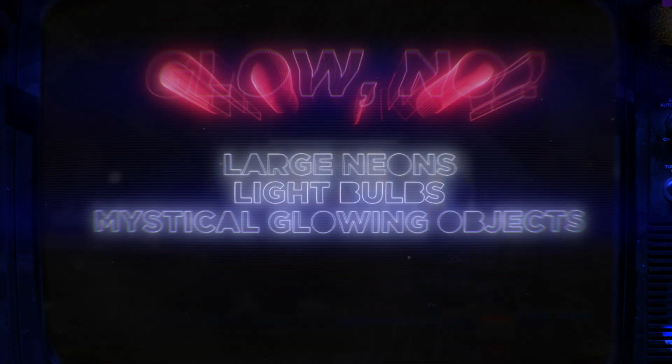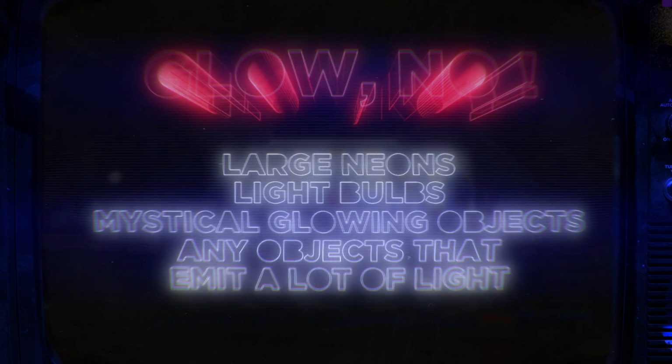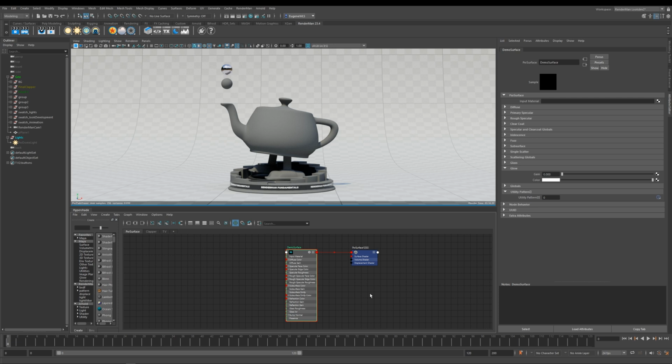What it's not really meant to be used for is things like neon signs and light bulbs and that kind of classic motion graphics, mystical glowing object within your scenes. If you want to do something like that, you should really try and use a mesh light, which will be far more render efficient, and you'll get a lot less fireflies, and your image will be a lot quicker to render, and also it'll feature a lot less noise. Okay, so with that out of the way, let's go ahead and get some glowing going.